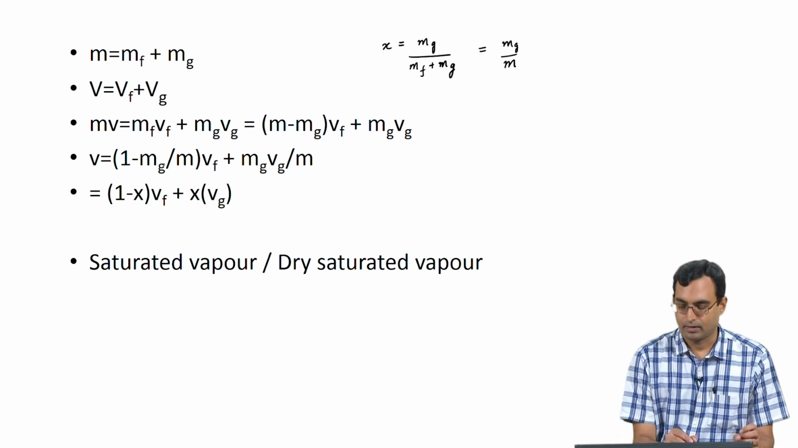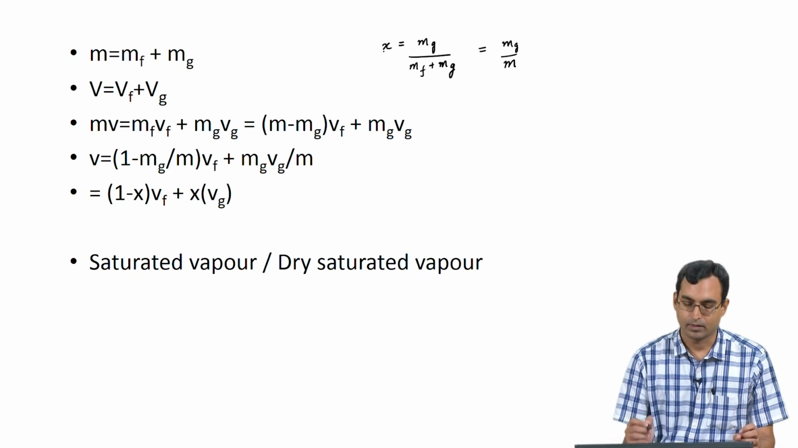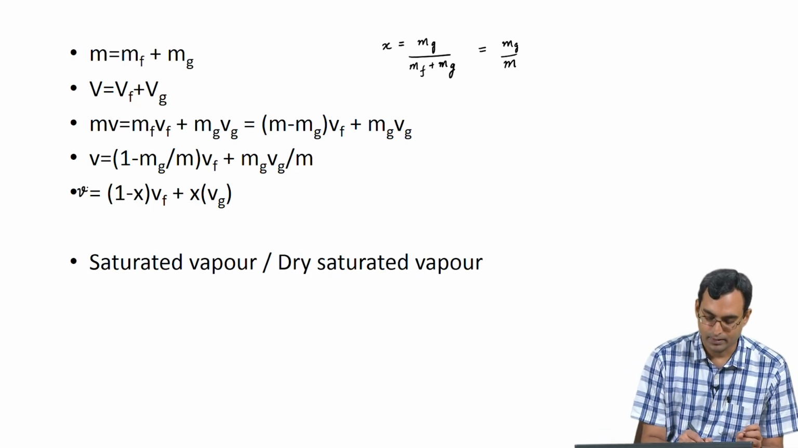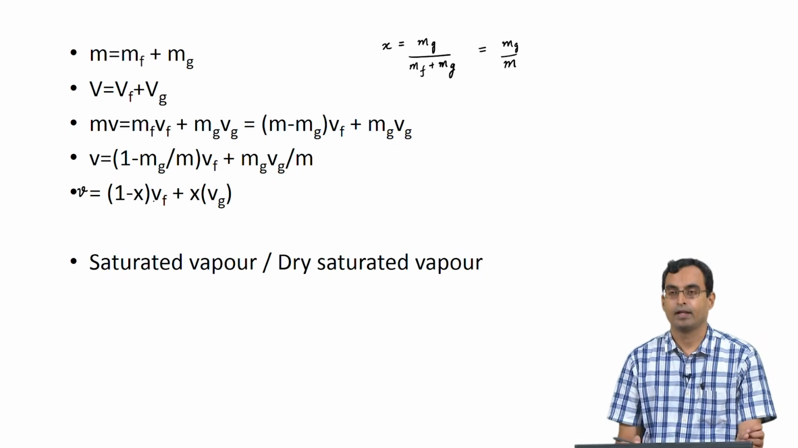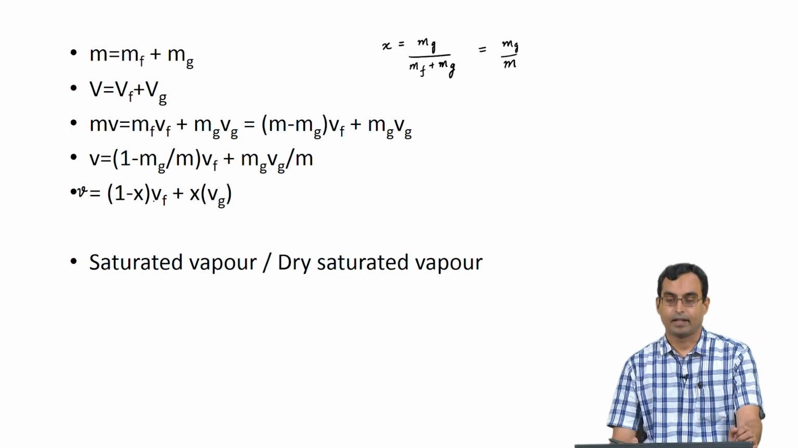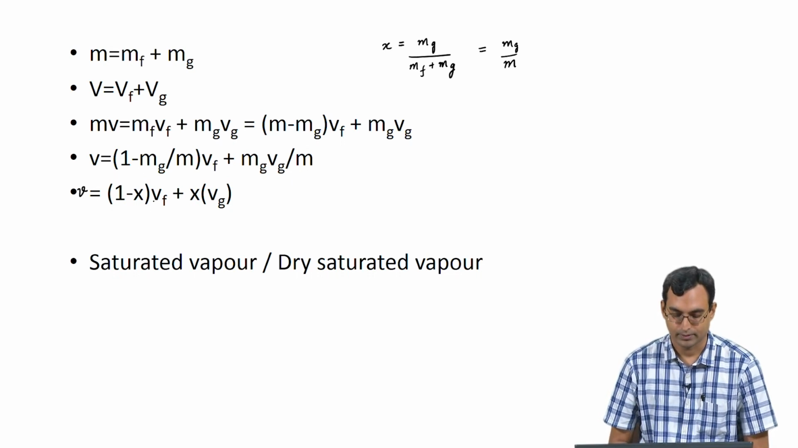So, if I do this, I have this here, noting that mg by m is what we call as quality or dryness fraction. What I see is that the specific volume of the mixture is 1 minus x into Vf plus x into Vg, which is an expression which is quite useful for whatever we are going to look at.